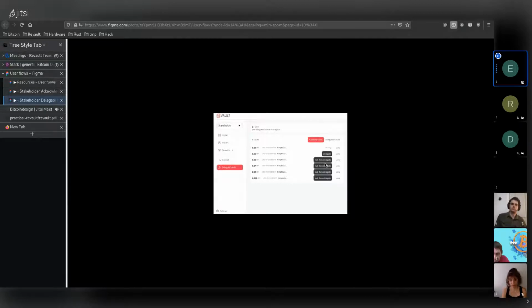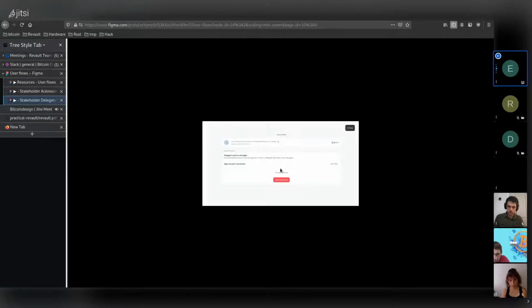The stakeholder says, okay, I will delegate, I don't know, 3 BTC for this month. So he chooses which vaults he wants to delegate. And in order to delegate them, he signs the unvault transaction. It's the transaction that is spending the UTXO directly. And do you have to delegate the whole vault? Yes, a vault for us is one UTXO.